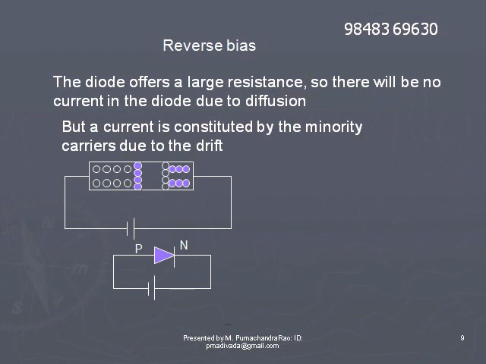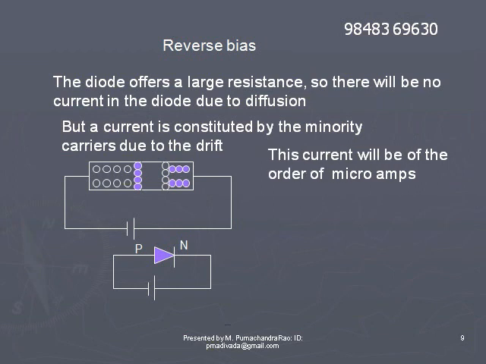But a small current flows. A small current flows due to the drift of the minority carriers. Holes are minority carriers in n-type and electrons are minority carriers in p-type. So the holes in n-type and the electrons in p-type will be drifted across this junction.